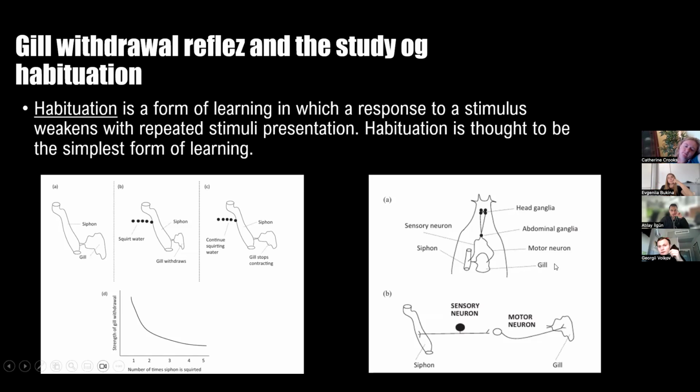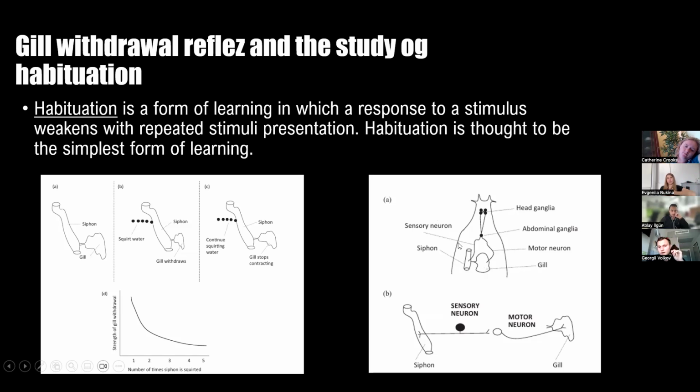The anatomy of the whole reflex that was revealed by Kandel and colleagues is like this. Here in the picture, you can see the head ganglia and abdominal ganglia, which are connected by neural commissures. And as I said, you can see the two neurons that are involved in this gill withdrawal: the sensory neuron that is connected to the siphon and senses the flow of the water.